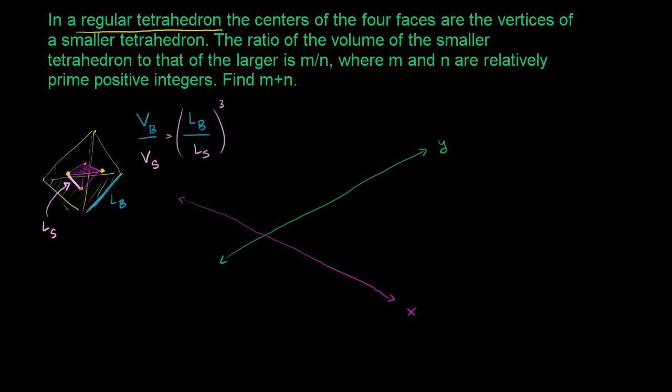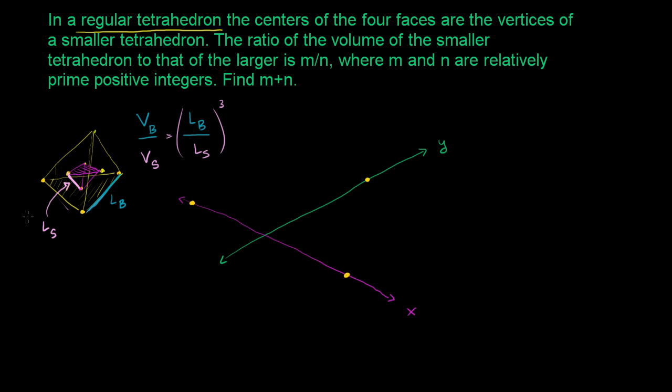And I'm going to do that. I'm just going to pick arbitrary coordinates here. We really just care about the ratios. We care about the ratios. So we can pick the larger tetrahedron and have any size. So let's just say that that vertex right over here is sitting right over here. This vertex sits right over here. And then this vertex right over here sits right over there.